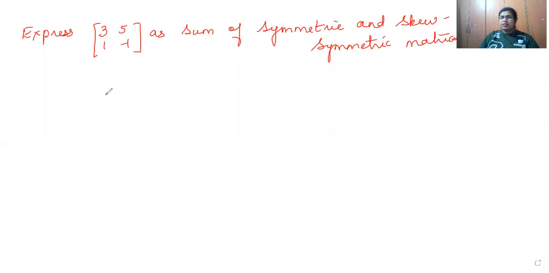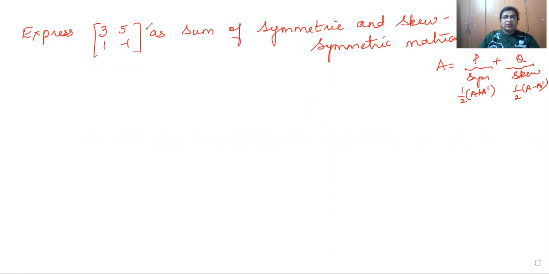Just understand first: any matrix A, I have to write as a sum of a symmetric matrix and another matrix that is skew symmetric, so that when I add the two, I get back A. So I write that as equal to P and Q, where P is half into A plus A dash, and Q is half into A minus A dash. Just observe, when you add these two, you will get back A. So that is the trick behind this question.